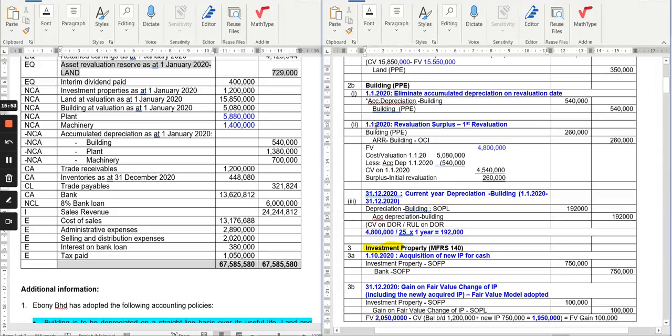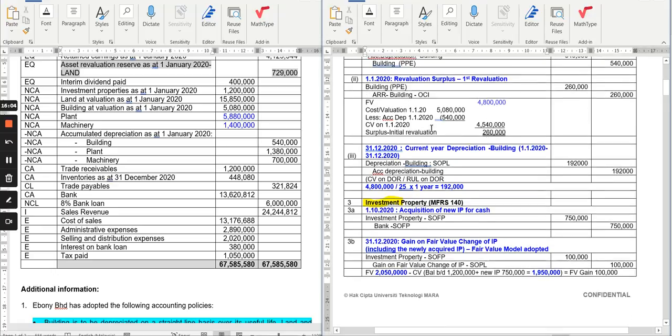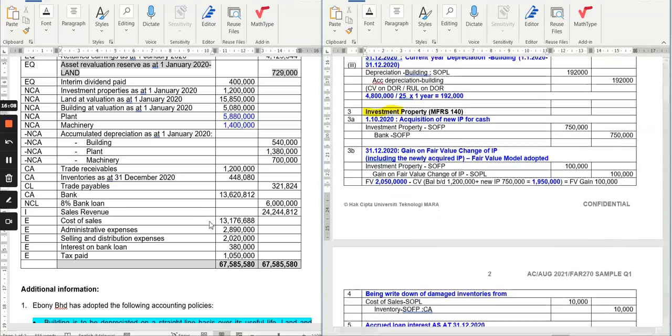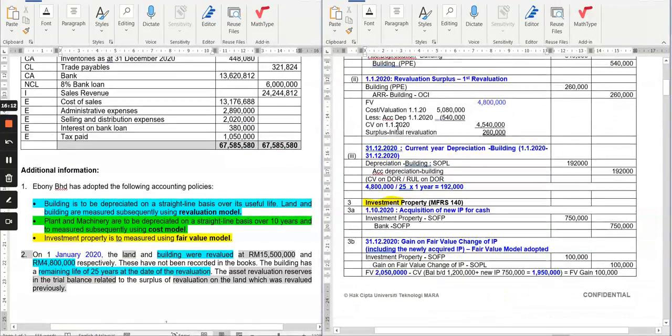Second one is to record the revaluation surplus. How do you record the surplus? Of course, if it's the first time, you will debit the building and you go and credit the ARR of the building, right? How much? You need to compare the fair value. Fair value was given here, 4.8 million, right? And you will compare that with the carrying value on 1st of January 2020.